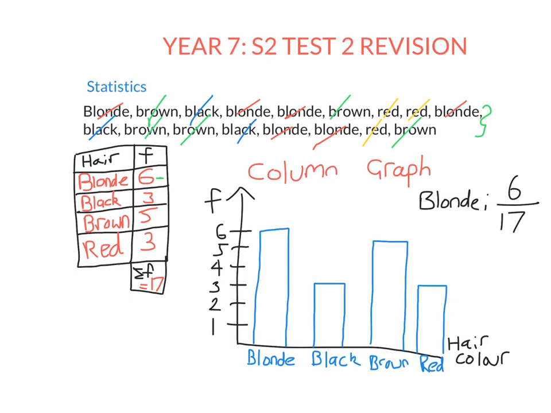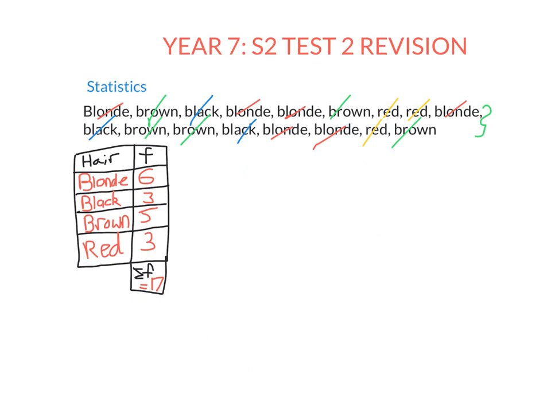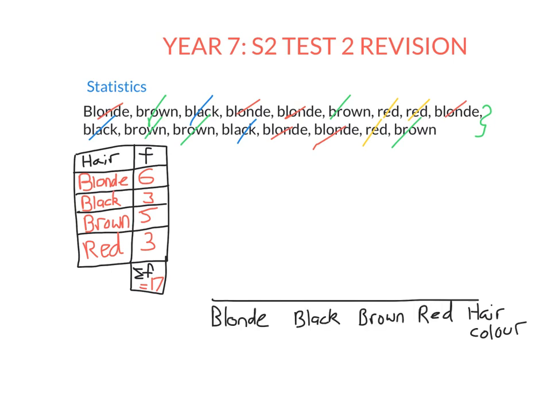All right, now we're going to rub this out and I'm going to put the same information in a dot plot. So please pause and copy this down if you need. So for a dot plot, we're only going to have one axis along here, and it's going to be the different categories. So this is hair color. We again write the 4 categories. So now, instead of drawing a bar for each of these categories, what we're going to do is put dots. The number of dots we put above each category is how many times it occurred.